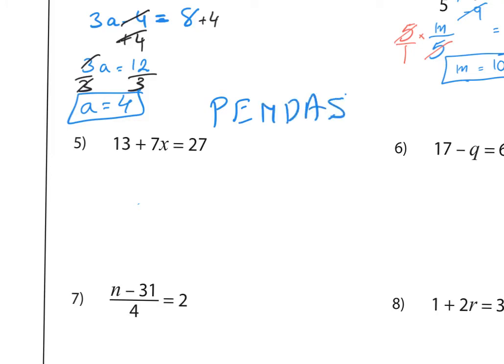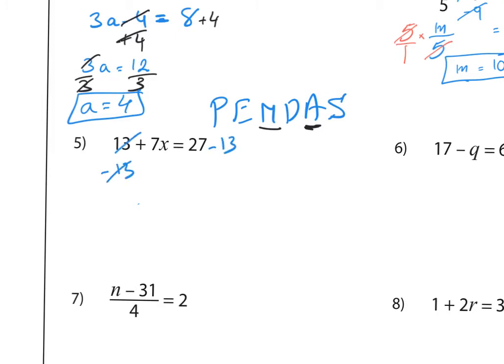So that we go for multiplication first, right? Before addition, right? Here we're going to go with the opposite. So we're going to try to cancel this one first. How do we do this? We're going to subtract 13 on both sides.